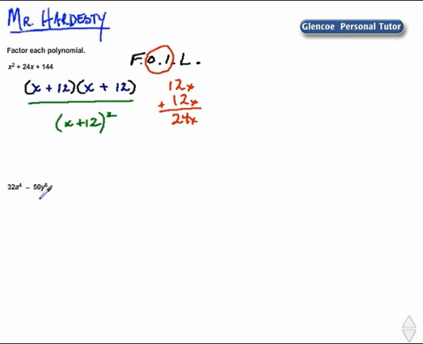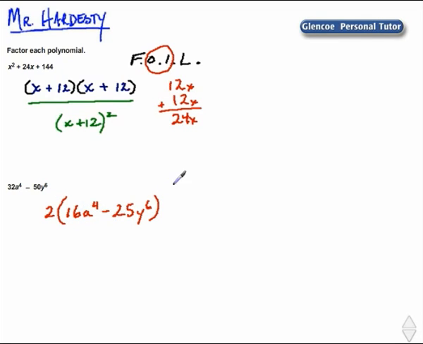32a to the fourth minus 50y to the sixth. We recognize in this example that 32 and 50 have a greatest common factor of 2. So we'll factor out 2, and we're left with 16a to the fourth minus 25y to the sixth. Now we recognize our binomial as the difference of two perfect squares.